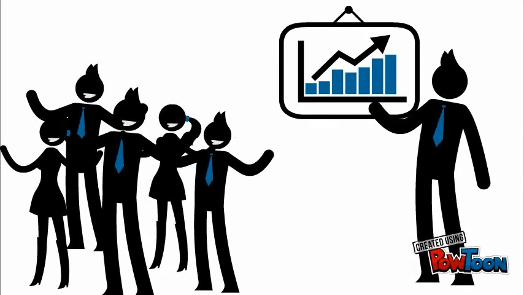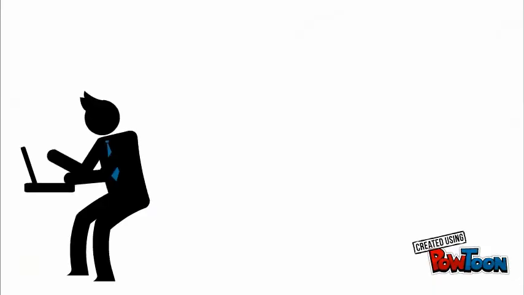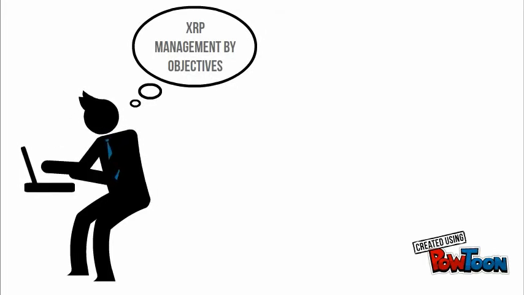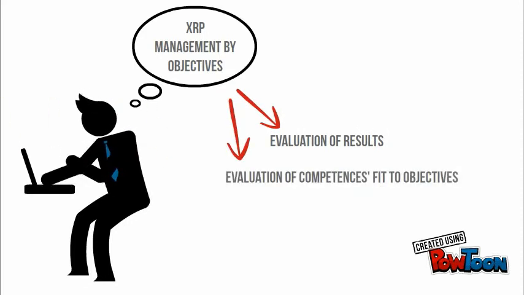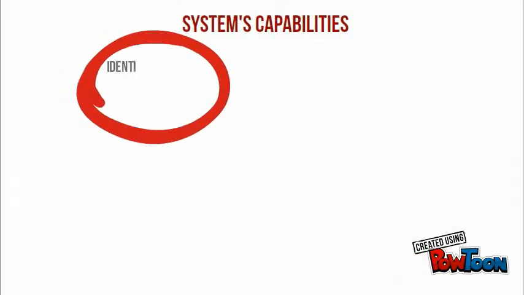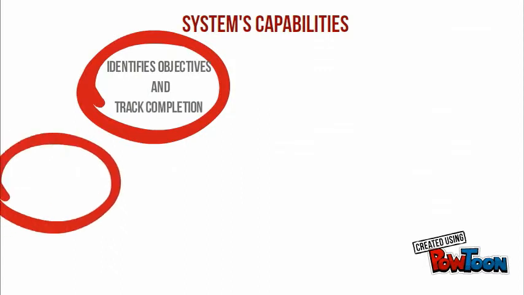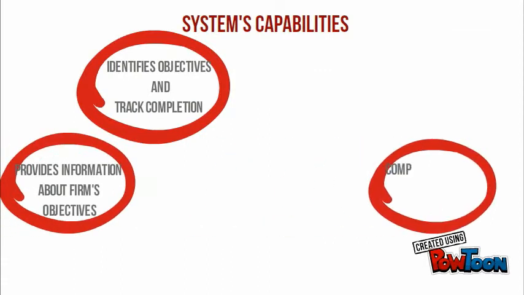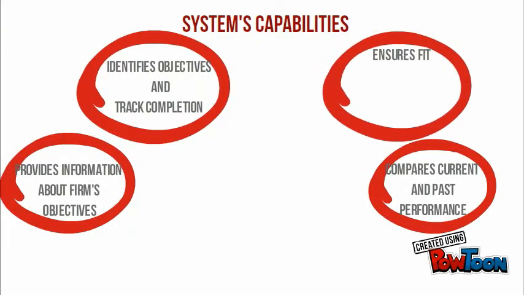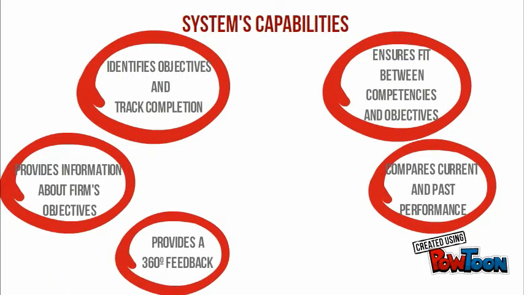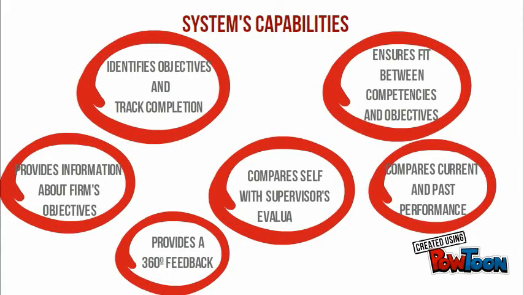Now that John explained to the board of directors how an MBO can improve their company's performance, they decided to implement it. In 2011, Crédito Agrícola developed a software called XRP, Management by Objectives. It was divided in 2 main processes, one focused on the employee's results evaluation and another ensuring that the right objectives were assigned to the right people based on a competences analysis. This system allowed Crédito Agrícola to identify each employee's objectives and track its completion, inform employees about the company's goals, allow employees to track the evolution of their current and past performance, understand which are each employee's main competences to define suitable objectives, evaluate performance with a 360-degree feedback, and allow comparison of self and supervisor's evaluation.